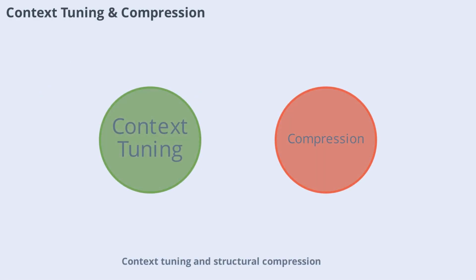Context tuning and structural compression are essential for prompt payload management. By pruning unnecessary text, removing boilerplate, and summarizing content, these techniques minimize token bloat and optimize processing speed. This ensures that only the most relevant information is delivered to the LLM, maximizing efficiency.